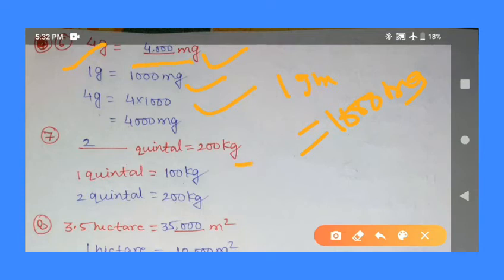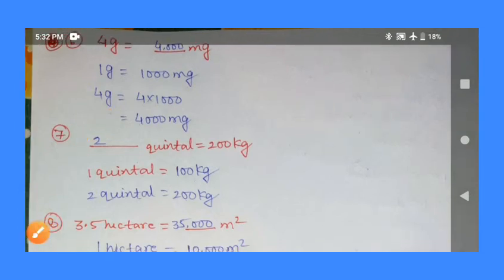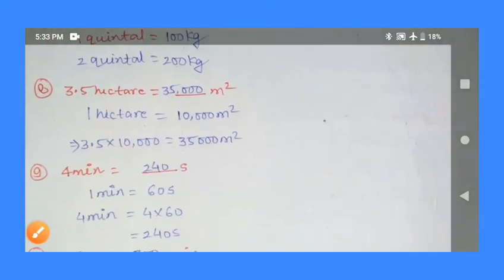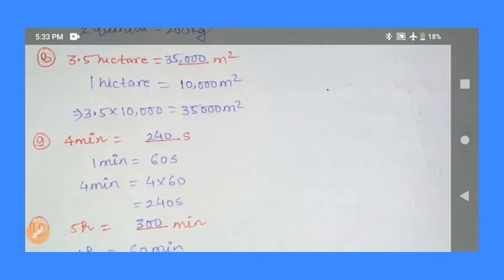Next, dash quintal is equal to 200 kg. So 1 quintal is equal to 100 kg. 2 quintal is equal to 200 kg. Simple. Next, question number 8.